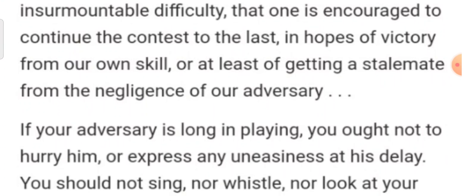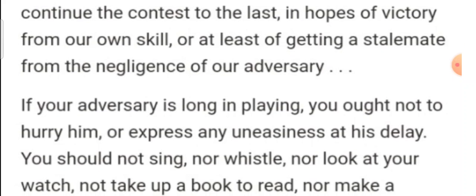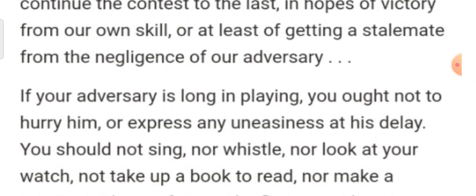Our adversary should not be looking at us with negligence. He should think that no, I am a great player, though I have lost. It's not that I am unsuccessful in my life. I have got the quality of being successful in my life. If our adversary is long in playing, you ought not to hurry him. These are the things we should learn also.